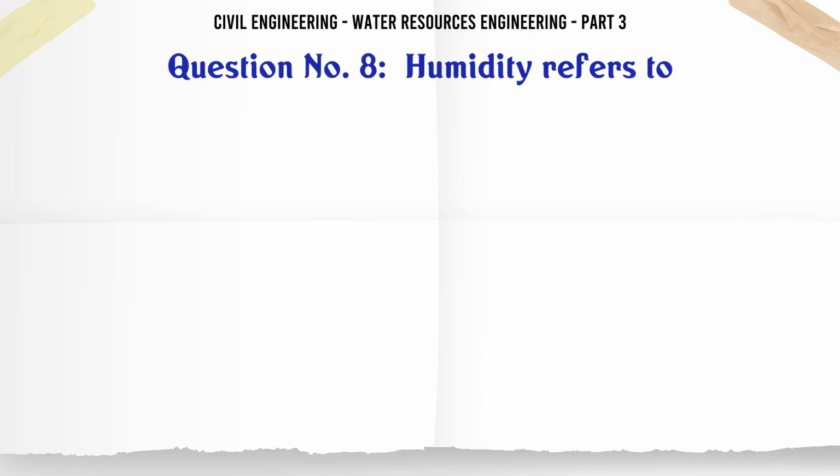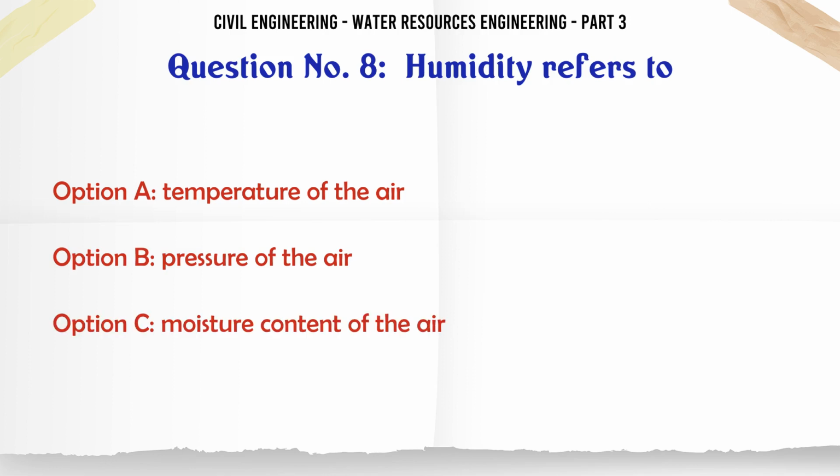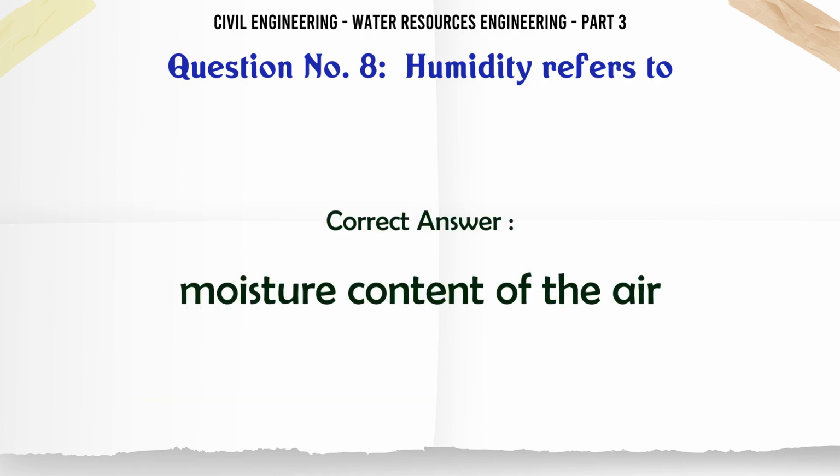Humidity refers to: A. Temperature of the air. B. Pressure of the air. C. Moisture content of the air. D. Volume of the air. The correct answer is moisture content of the air.